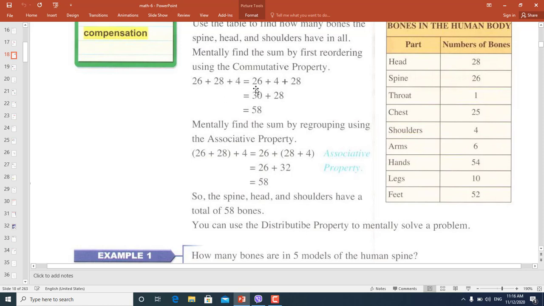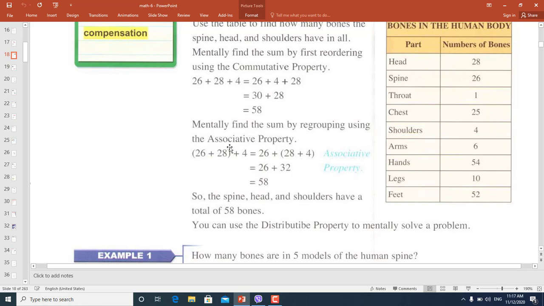From there we have 26 plus 4, it's 30, and plus 28. This 28 we bring down. After that we add with this 30. We add 1s with 1s and 10s with 10s: 8 plus 0 is 8, 2 plus 3 is 5 tens, so we get 58. This is changing the place of the numbers. It's a property, the commutative property. Okay, students, it's the commutative property. That means just a number has changed place.